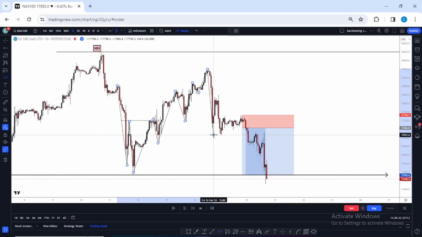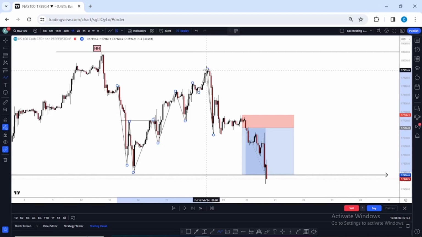Why is this a lower low? Because price broke below what? Its previous higher low. So at this point, price is no longer bullish. Price is bearish. You get my point? Good.